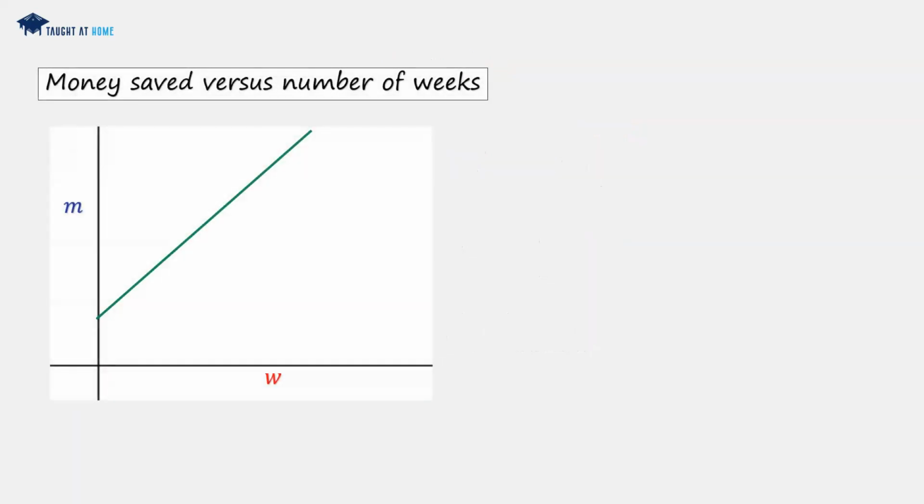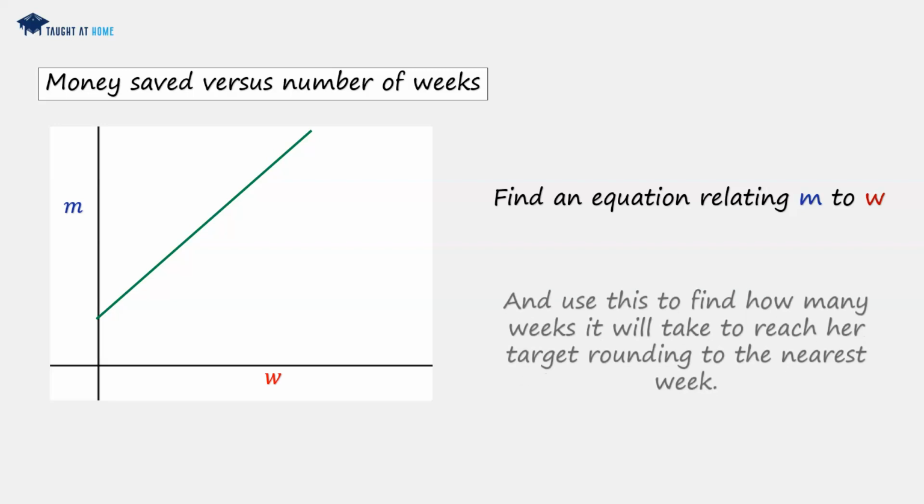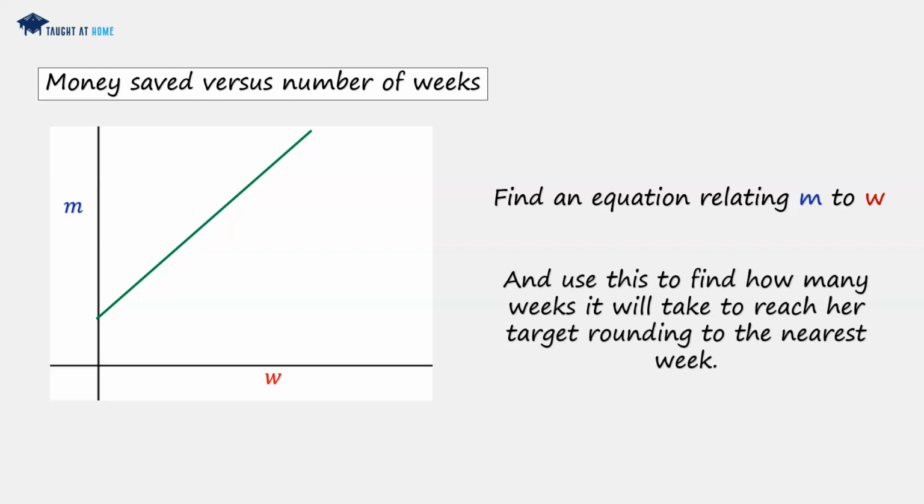So euros, M for money and W for weeks there. And we can see we've got an initial value and it increases with a constant rate of change, a constant gradient. And we're looking to find an equation relating M to W. And then we want to use this to find how many weeks it will take Sophie to reach her target, rounding to the nearest week.